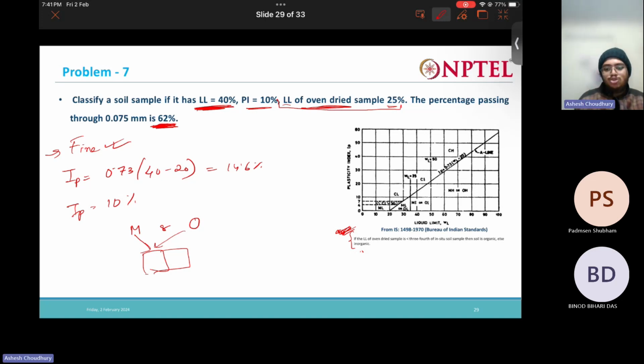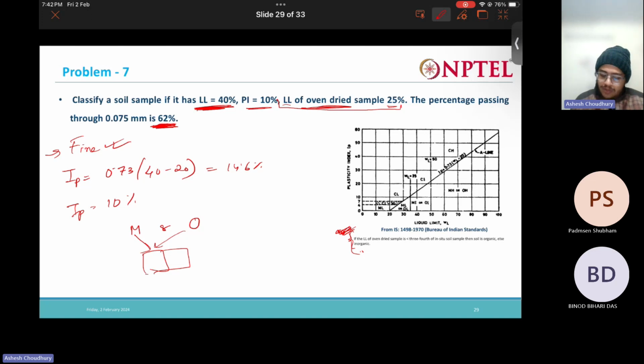You have identified it correctly. Shubham, you have identified it correctly that it is plotting below the A line, right? Because you wrote ML. So below the A line, it can be either M or O, but now using this, you can distinctively tell whether it is M or O. It is given here, see, if the liquid limit of oven-dried sample is less than 3/4 of the in situ soil sample, then the soil is organic.